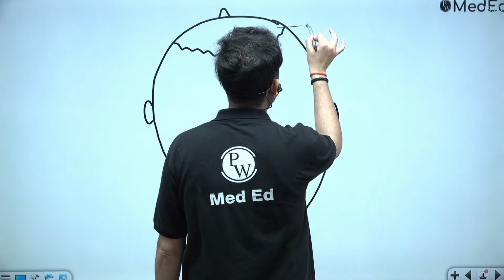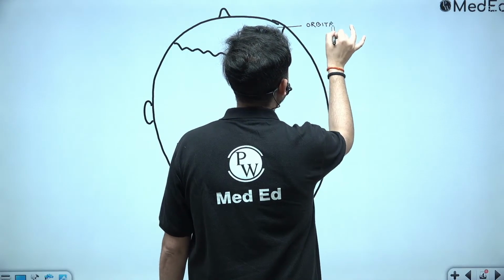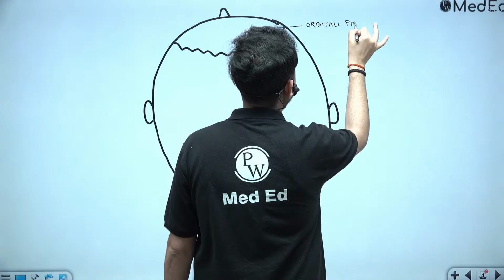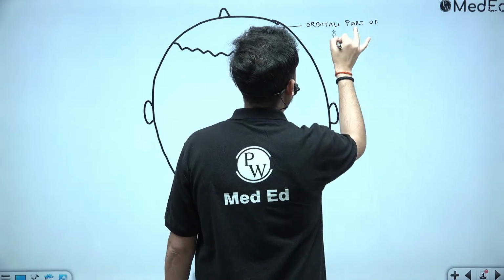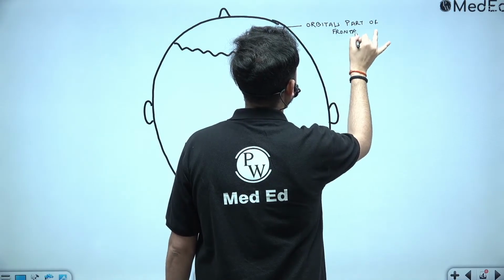Now, you will ask me, why am I doing that? It's for your own good. You'll understand half of the ear on this diagram. Orbital part of frontal bone.